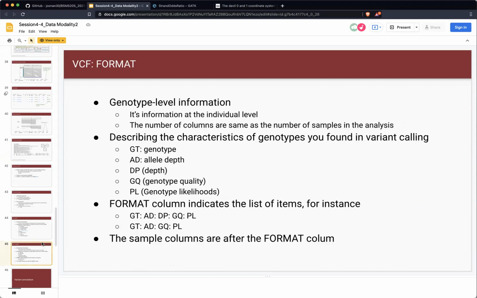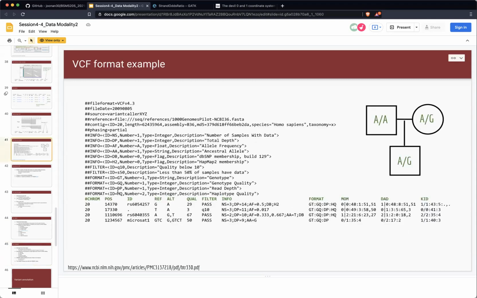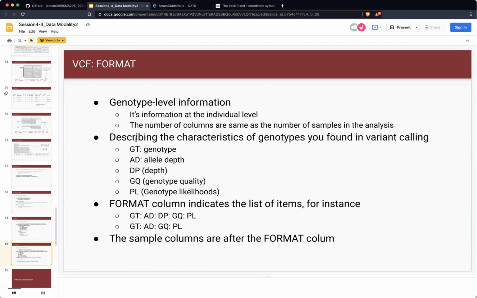And another column is the column called FORMAT, and this is the genotype-level information. This is the information at the individual level, and the number of columns is the same as the number of samples in the analysis, as we see in these examples. It describes the characteristics of the genotypes you found in the variant column. It has the information about GT genotype, allele depth, depth, genotype quality and genotype likelihood.